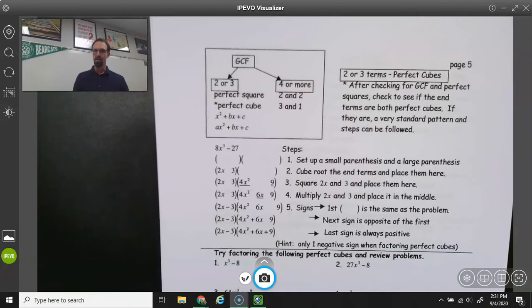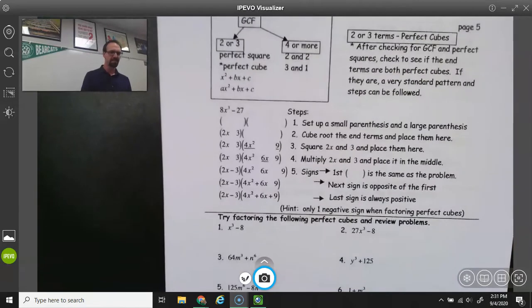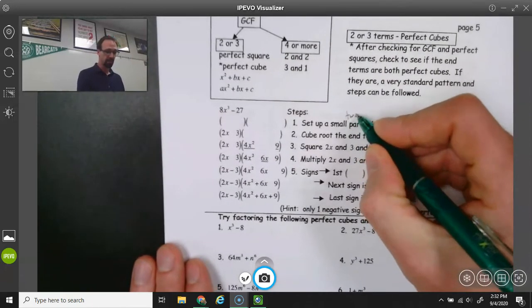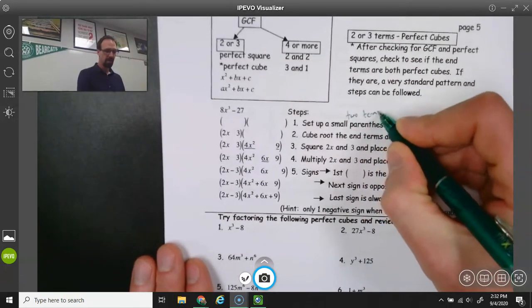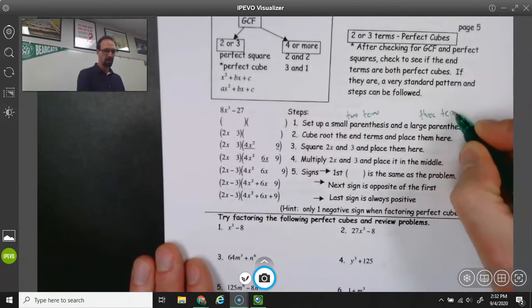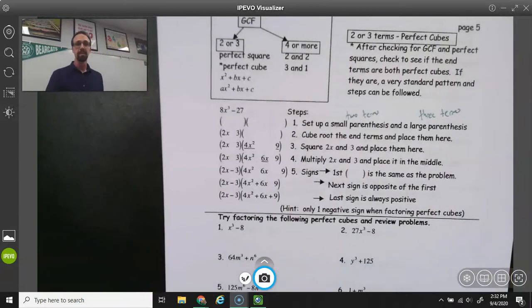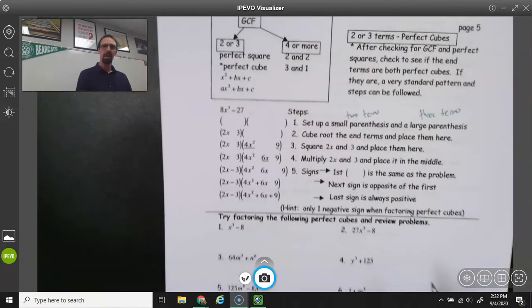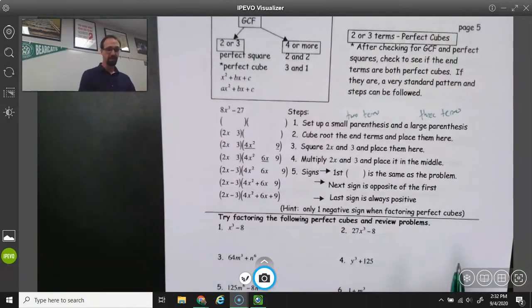So for perfect cubes, what we want to do first is set up a set of small parentheses and large parentheses. The small parentheses is for two terms, a binomial. The large parentheses is for three terms, a trinomial. We're basically setting it up so that we have some spots and places to fill in.